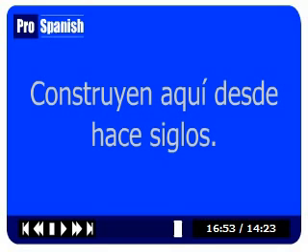How about, they have built here for centuries? And centuries are siglos. S-I-G-L-O-S. Siglos. Construyen aquí desde hace siglos.